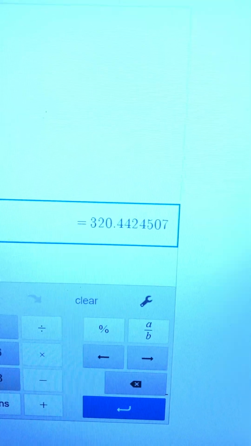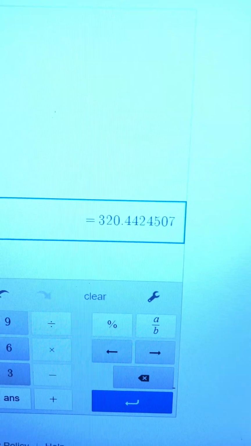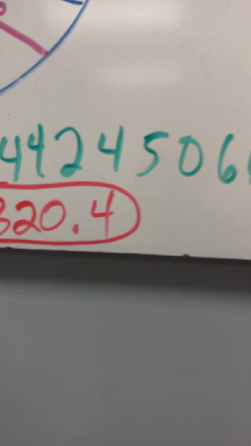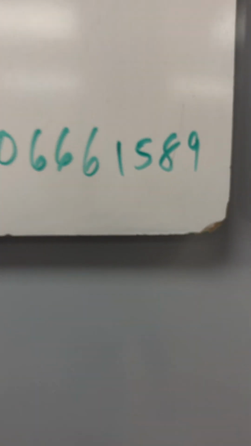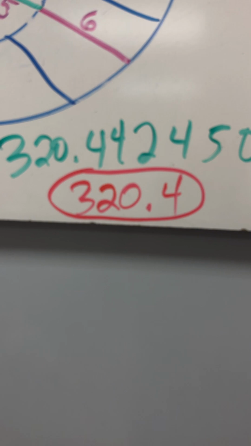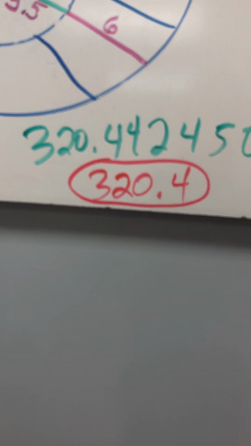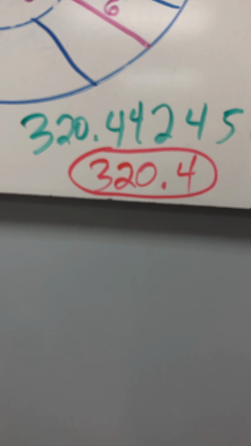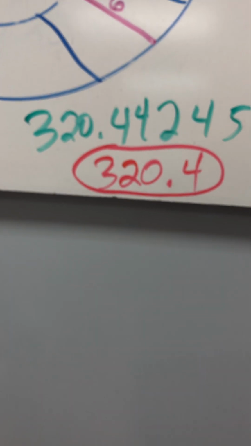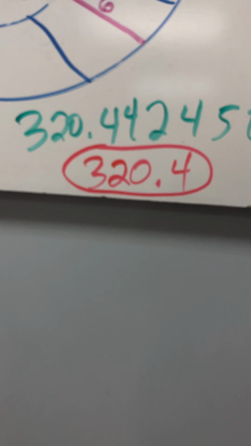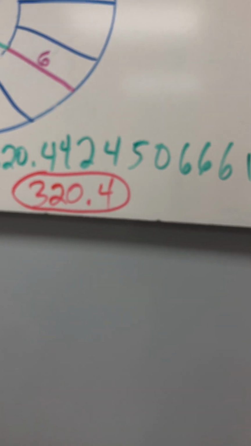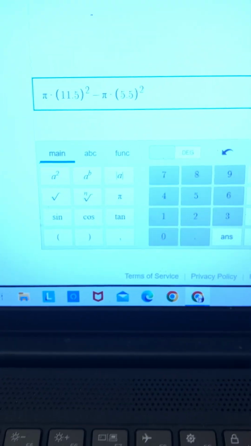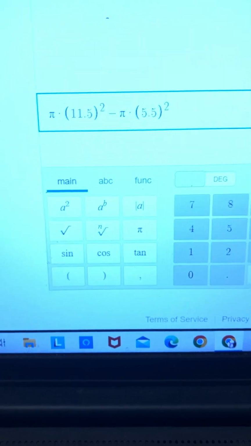320.44245507, right? So 320.442450666158. Delta Math is going to ask you to round to the tenth place. That's going to be one digit after the decimal. So that's going to be 320.4. So all you have to do for each problem now is you leave this setup in place and you just change the numbers for every problem.